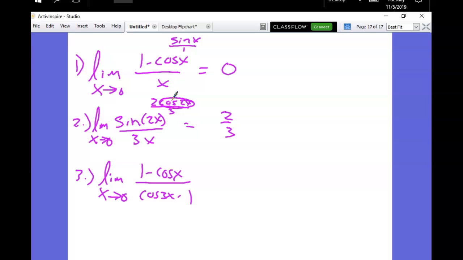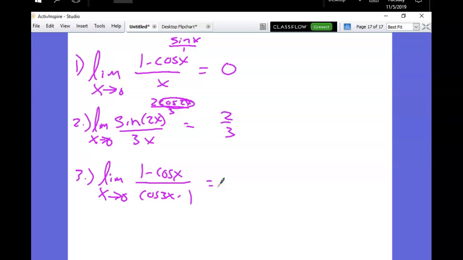Last one, Brody, what did you get for number 3? 0. Did you do it, Brody? It's okay. This one's going to take some time, because if you didn't work on it, it'd be kind of hard to do it mentally.